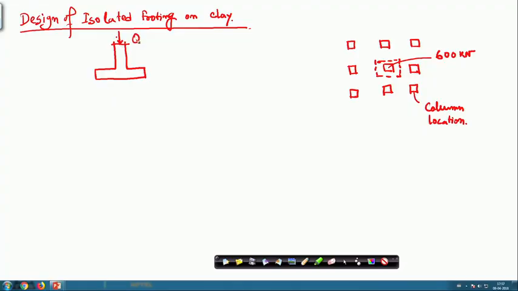So, the amount of load that is acting, Q, is 600 kilonewton. Okay. And we are assuming that this 600 kilonewton is including the footing weight. If the footing weight is not given, and it is only the load coming from the superstructure, then you have to add the weight of the footing also. Okay. But here we assume that this Q is including the footing weight.